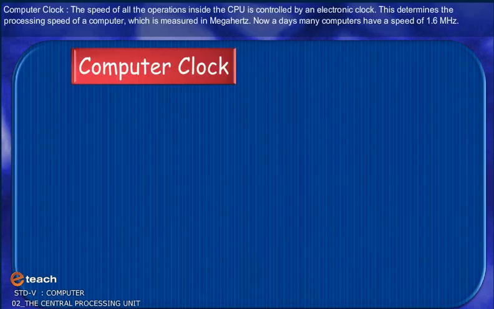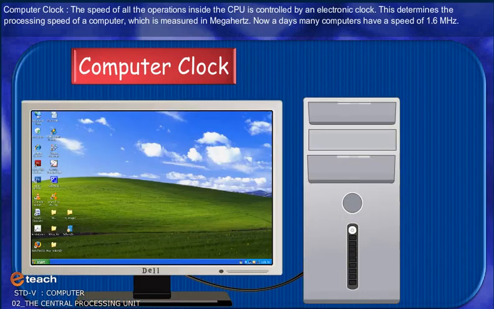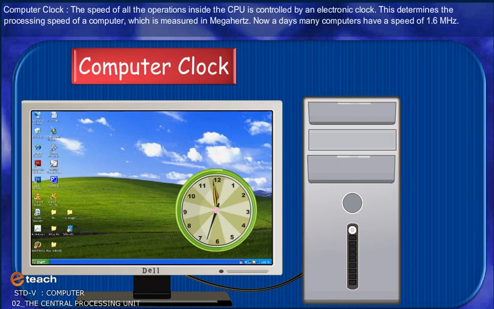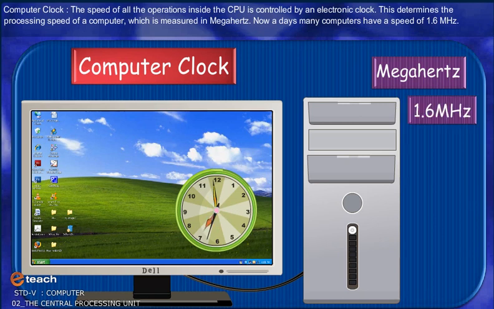Computer clock. The speed of all the operations inside the CPU is controlled by an electronic clock. This determines the processing speed of a computer, which is measured in megahertz. Nowadays, many computers have a speed of 1.6 megahertz.